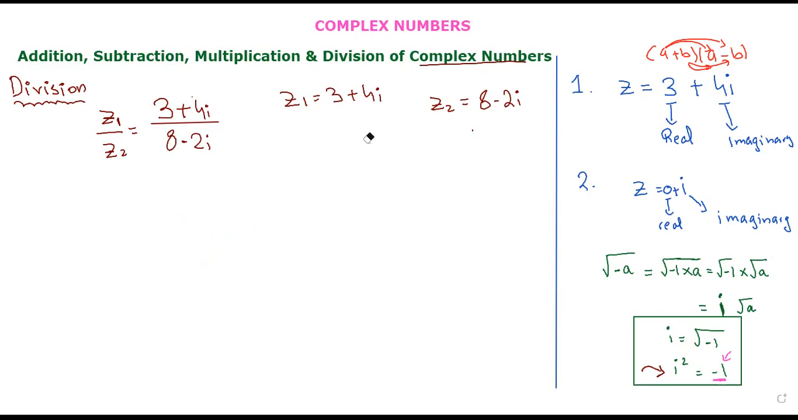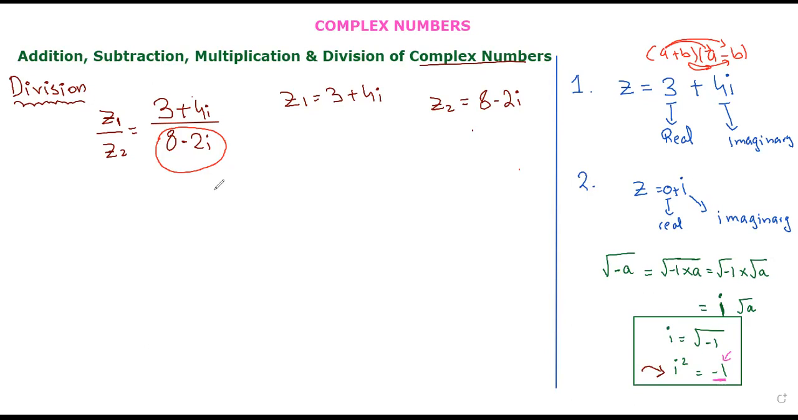Always remember, whenever you are dividing two complex numbers, you will have a complex number in the denominator as well. Your goal is to get rid of this complex number in the denominator. Okay, this is what you have to do. And how do we do that?